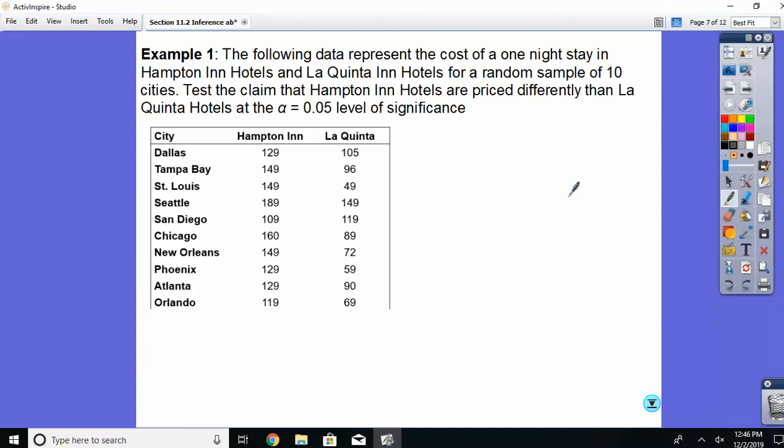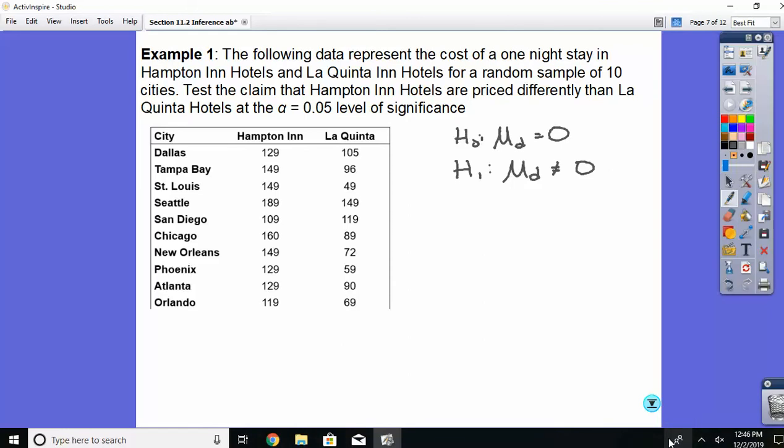Okay, so our null hypothesis would be like saying they are priced the same. So the null will be that the mean of the differences is 0. The alternative, what am I trying to decide? They're different. So that would be not equal to 0. So we do put that little subscript D on there just to help us note that we're talking about the differences between these.